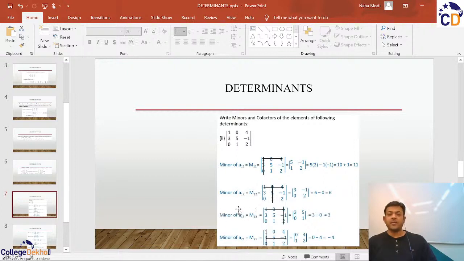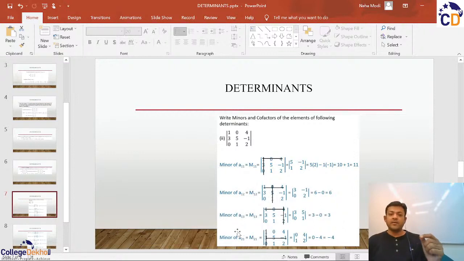Similarly, when we calculate the minor of A13, we need to hide the first row and the third column. What is visible is 3, 5, 0, 1. On simplifying, we get 3 subtracted 0. So my answer is 3. This is how we calculate the minor of A13.